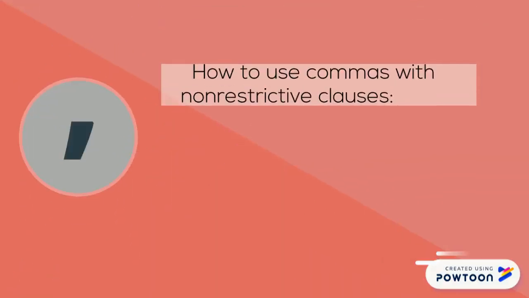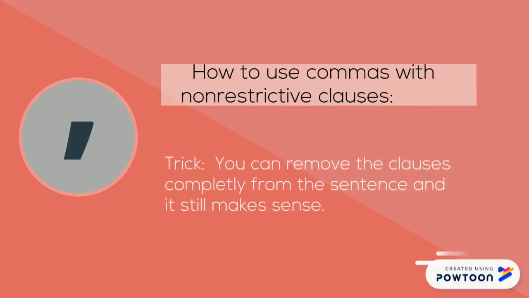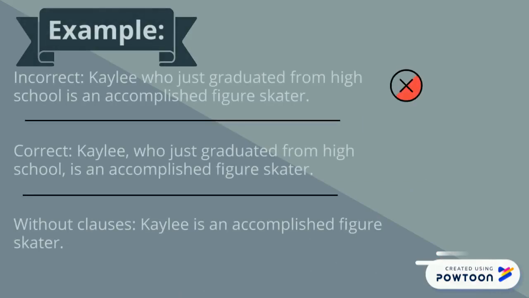How to use commas with non-restrictive clauses. Here's a trick: you can remove the clauses completely from the sentence and it will still make sense. Example. In the sentence, Kaylee, who just graduated from high school, is an accomplished figure skater, you need to add a comma after Kaylee and one before is.